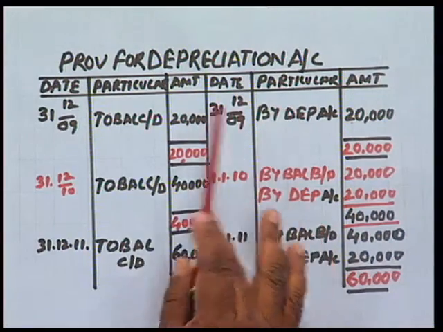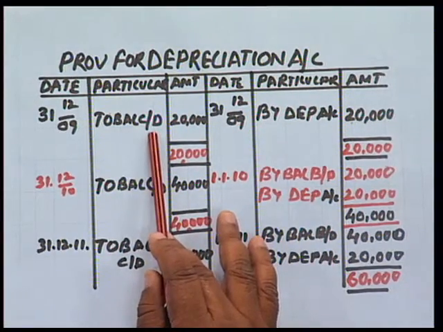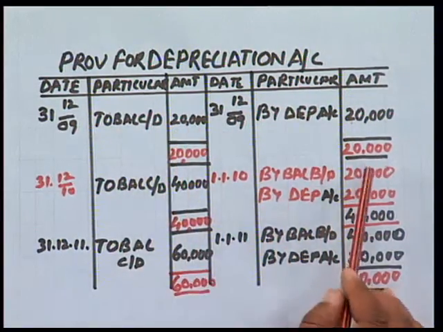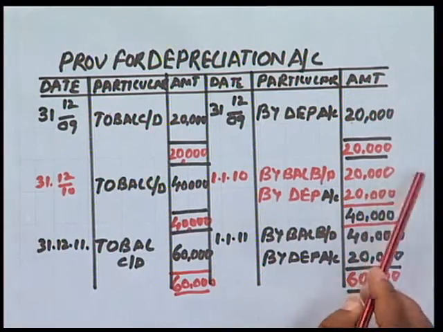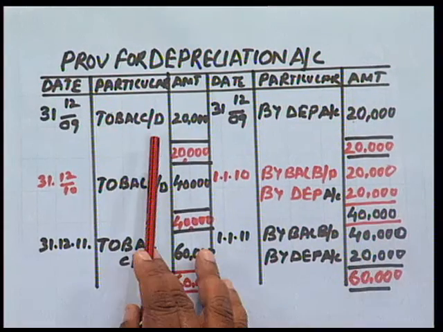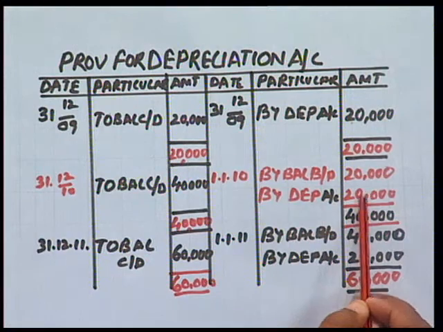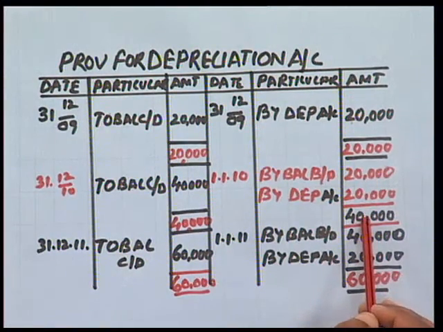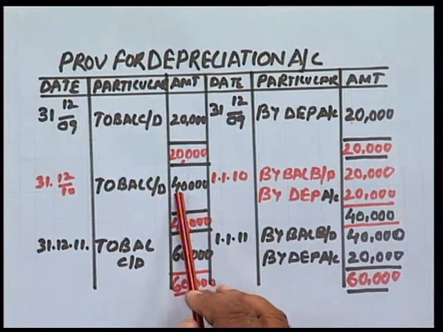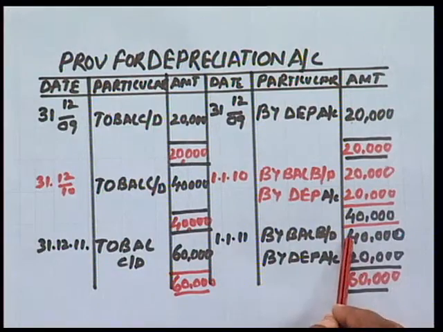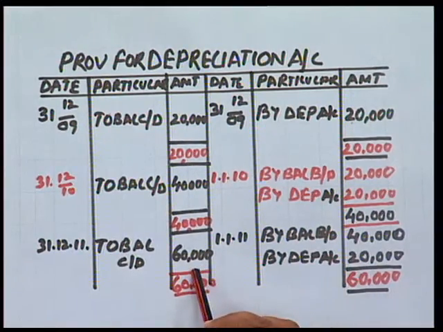So this will become a closing balance at the end of the year. Again it will become opening balance in the next year. Again depreciation of 20,000 will be charged to provision for depreciation. Now the total amount of depreciation at the end of second year will be 40,000. It will appear in the balance sheet. At the beginning of third year, 40,000 will be the opening amount of depreciation, and after charging 20,000, closing amount of depreciation will be 60,000.